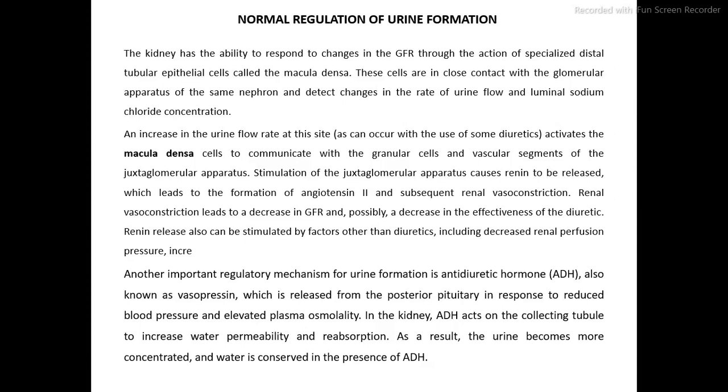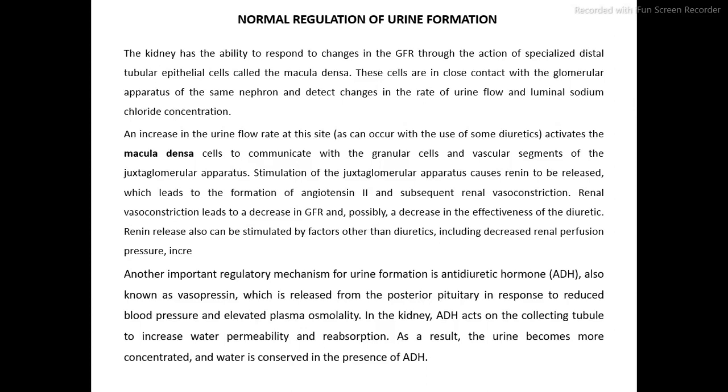ठीक है, सो इन दिस केस if there is a disturbance in the glomerular filtrate rate, then they activate some specific cells called the macula densa cells, and these macula densa cells detect changes in the rate of urine flow and the luminal sodium chloride concentration. The increase in urine flow rate activates the macula densa. It communicates with the granular cells and the vascular segment of the juxtaglomerular apparatus.